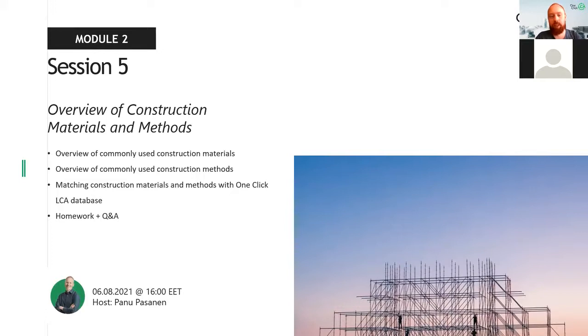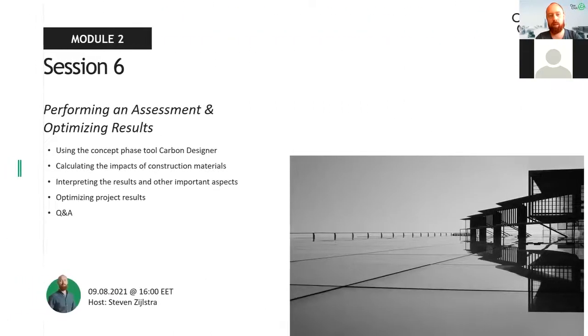Then during session 5, which will be hosted by our CEO, I'm not doing this session, he will be talking about what are the most commonly used construction materials, what are the most commonly used construction methods. So we'll be looking at different types of methods for construction, and how you actually match these construction materials to the OneClickLCA database. So this will also be a very useful session.